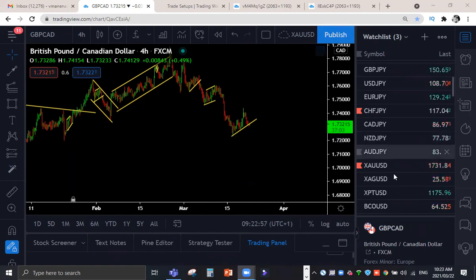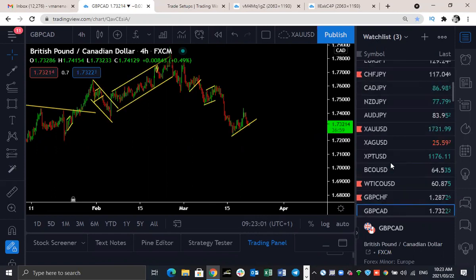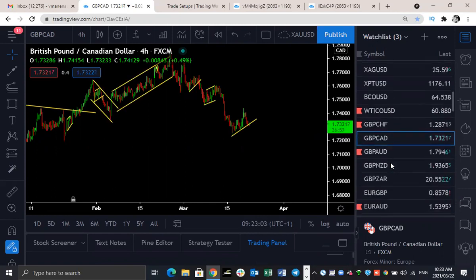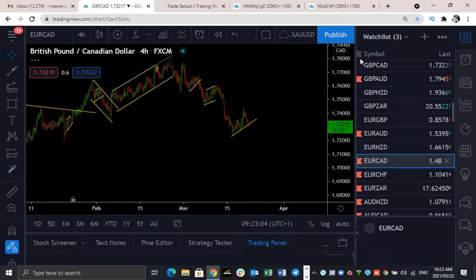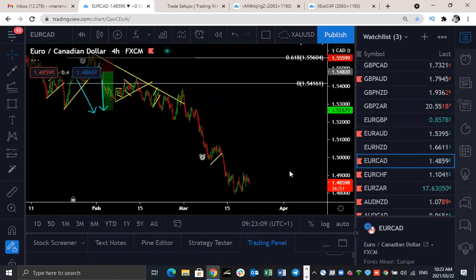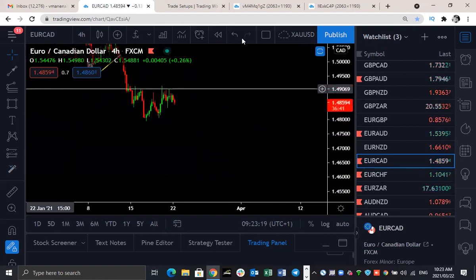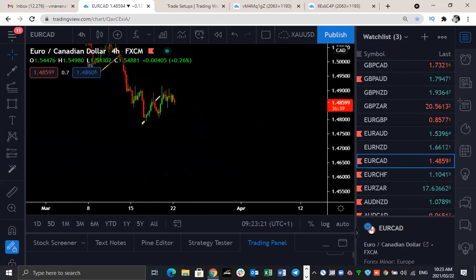So that is pound CAD. Let's have a look at Euro CAD. Where are the euros? Euro CAD. That will start from April. Euro CAD, we had a bounce here. So with that bounce, that's the 3-wave structure, and we're looking for this to continue to the downside.